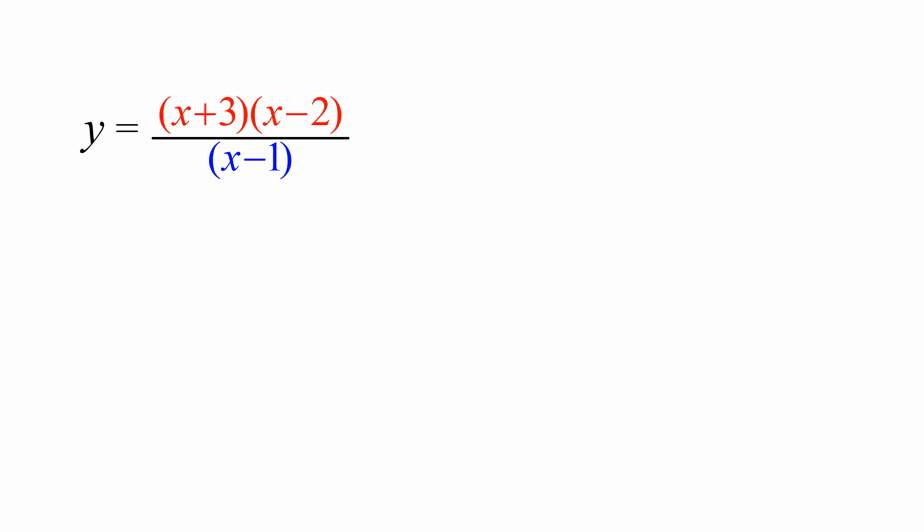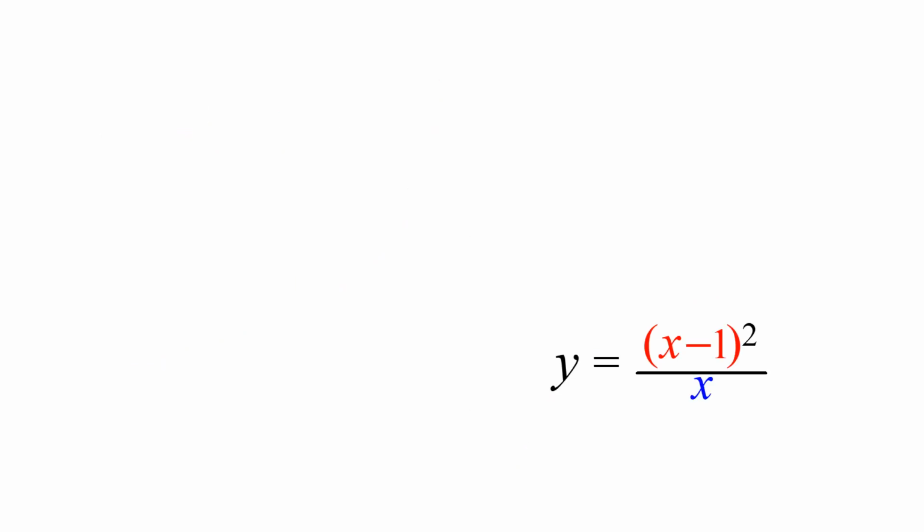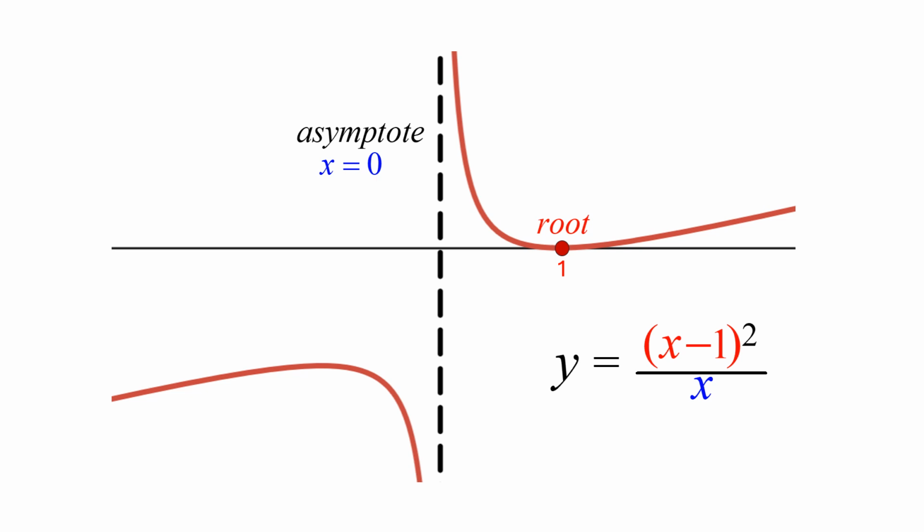Okay, here's a rational equation, nothing special. 2 roots on the top, an asymptote on the bottom. Here's what the graph would look like. Our next rational equation, the numerator is squared. We do get a root at 1, but we'll see that the sign does not change. It was positive coming into that root, and it remains positive as we pass it. The asymptote is regular.